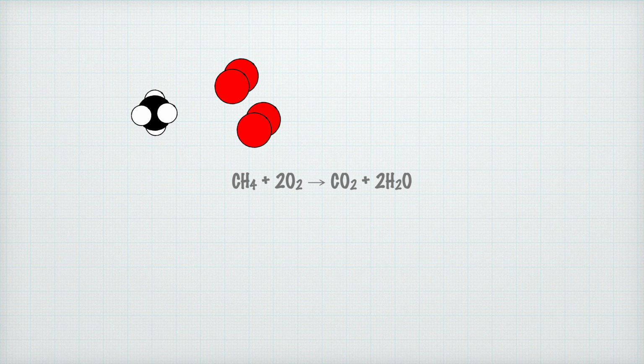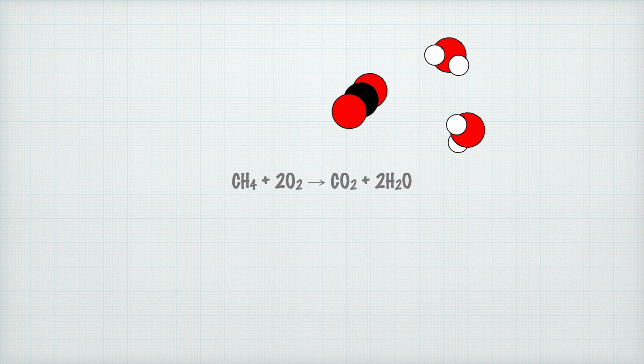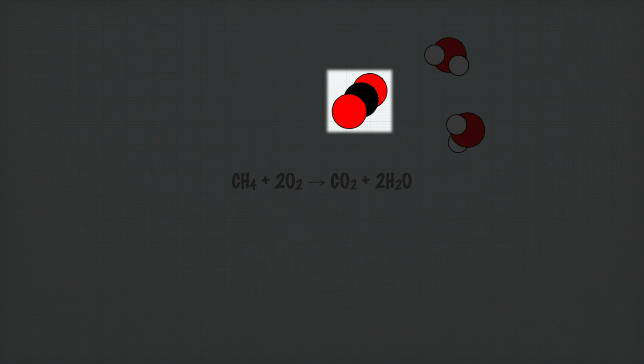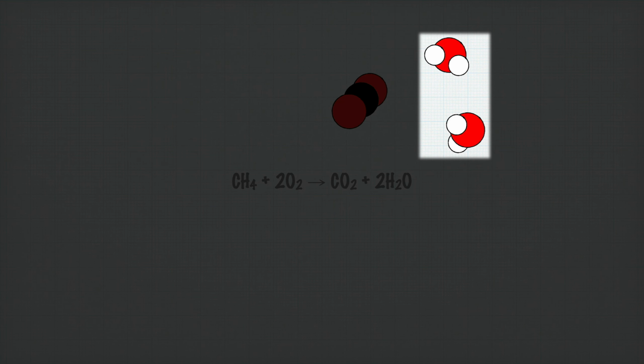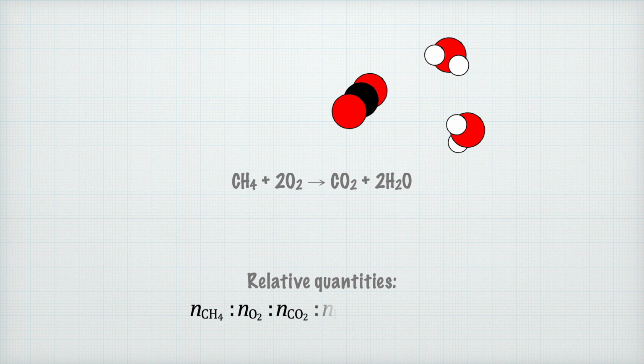Now, watch closely as I do this animation and note that nothing disappears or appears. Every atom is still there after the reaction. One carbon dioxide molecule and two water molecules are formed. Now we can write down the relative quantities, which we'll use later. The amount of methane is related to the amount of oxygen gas, carbon dioxide, and water as 1 to 2 to 1 to 2.